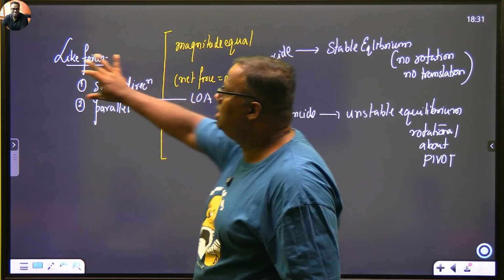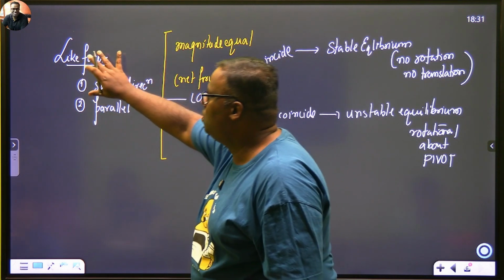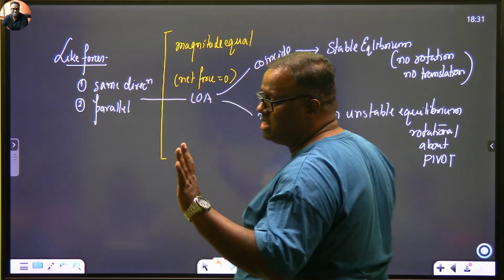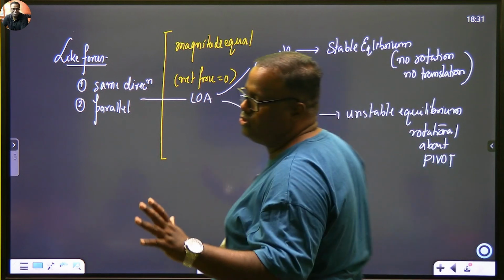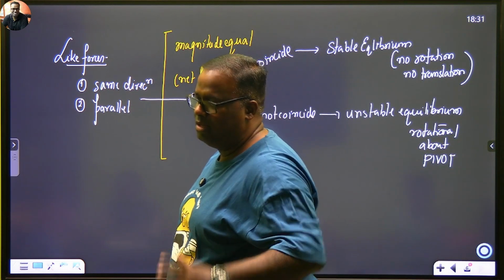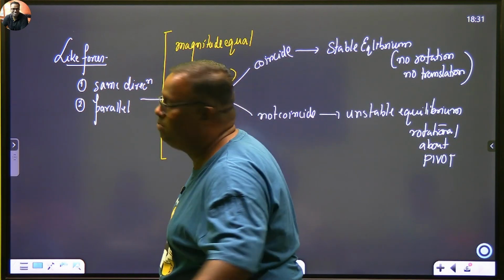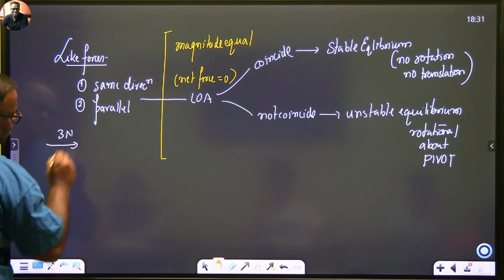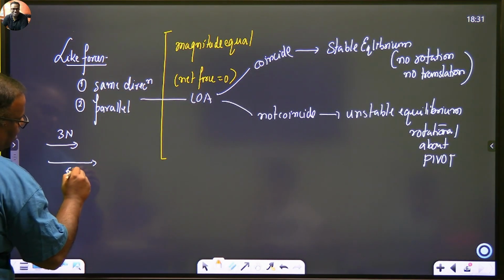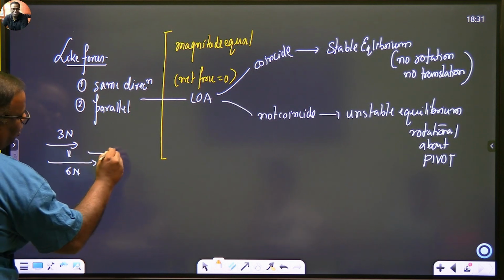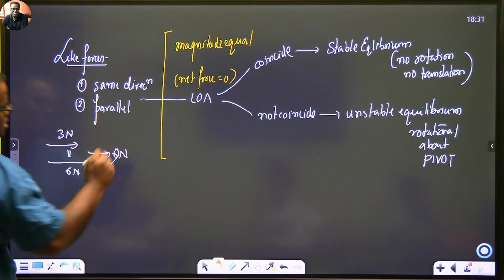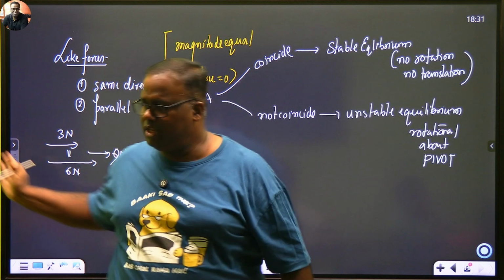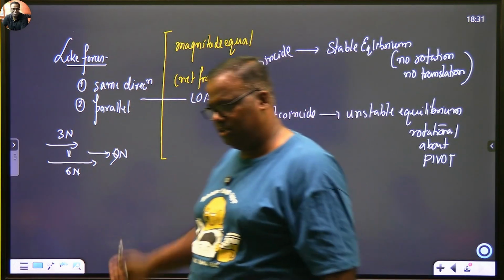No, I'm saying, understand, like forces do not have the criteria that their magnitude should be equal. Pulling with 3 Newton and pull. A like force's best example is 3 Newton, 6 Newton. They should be parallel. So it is overall 9 Newton. Bas, this is like force. 3 hota, to bhi 6 hota.